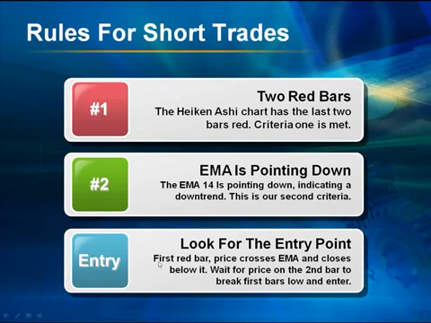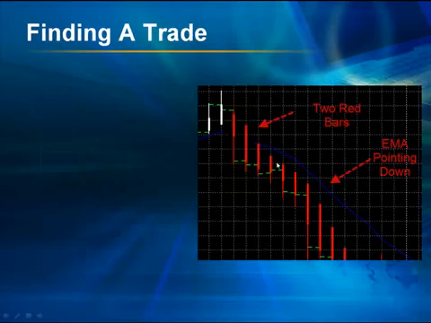To enter a trade with this system, we look at the first red bar. We need the price to cross over the EMA and close below it, so the price has to close below the EMA 14. And then we wait for the price on the second bar to break below the first bar's low, and then that's our entry point. I'm going to show you this both on the charts and in examples as we're going through this. So if it's not clear yet, don't worry about it.